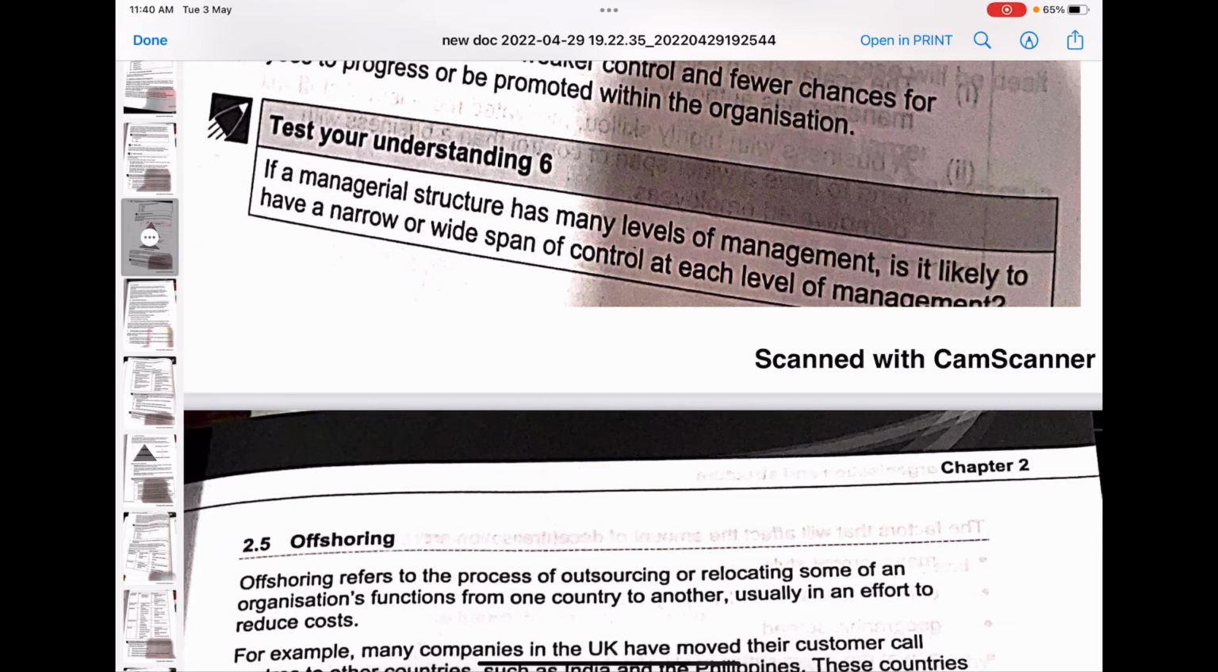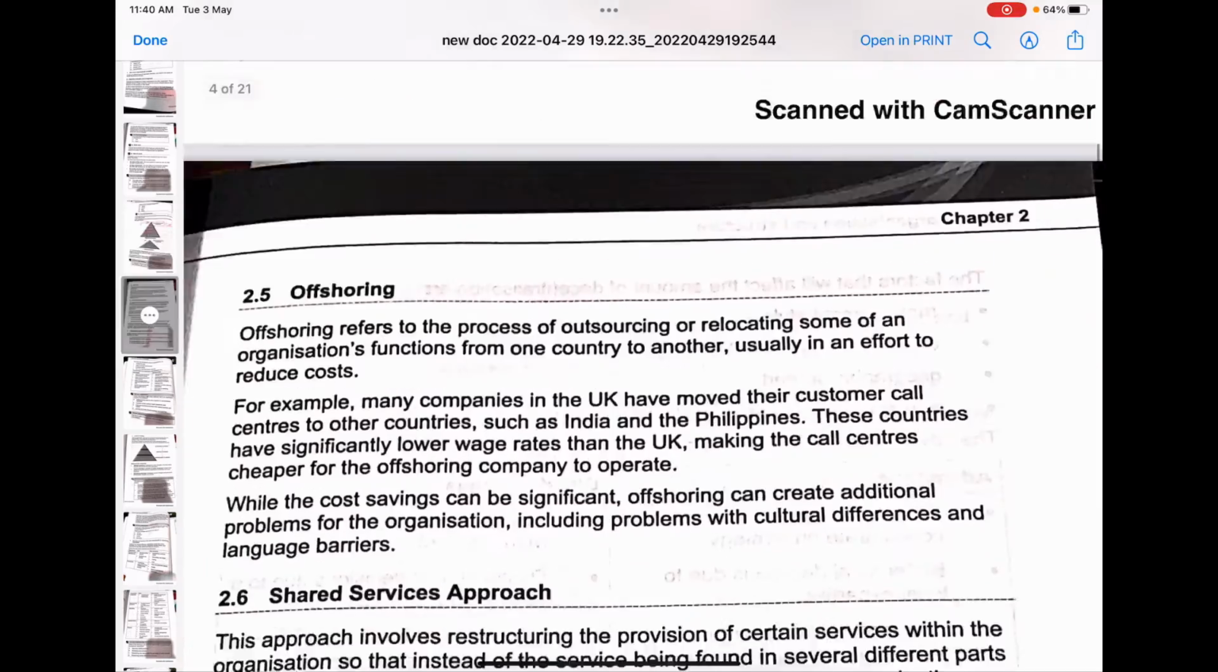Let us read Test Your Understanding 6. If a managerial structure has many levels of management, is it likely to have narrow or wide span of control at each level of management? Has many levels of management. What does many levels of management mean? It is a tall structure. Tall structure has a longer scalar chain, right? And the span of control is narrow, which we've seen earlier.